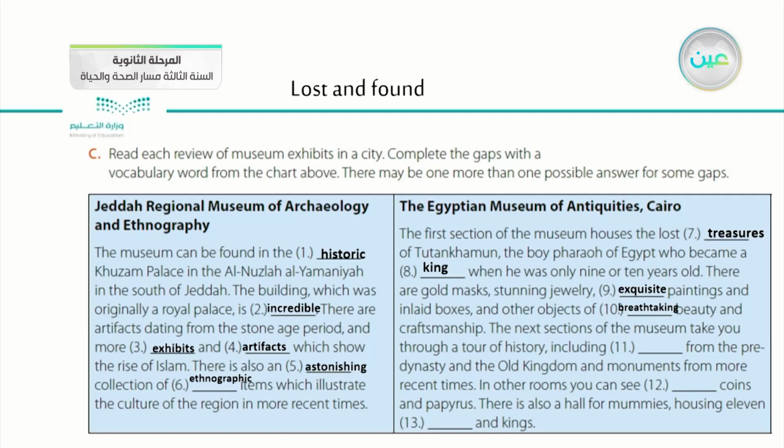The next sections of the museum take you through a tour of history, including monuments from the pre-dynasty and the Old Kingdom and monuments from more recent times. In other rooms, you can see ancient coins and papyrus. There is also a hall for mummies, housing 11 queens and kings.